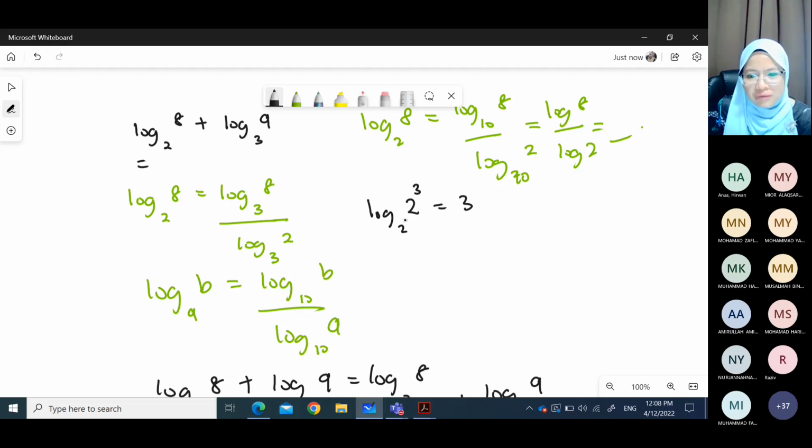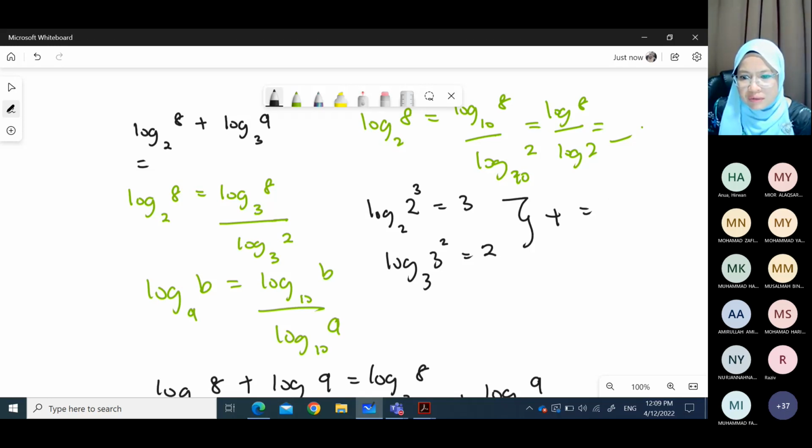Log 2 8, we have log 2 base 2, 2 to the power of 3 equal to 3 lah. And then untuk yang ni log 3 squared we have 2. So this one tambahkan, 2 just plus, then we have 5. So the answer actually 5. Oh, okay. Bukan yang tadi tu. Jawapan dia 5.